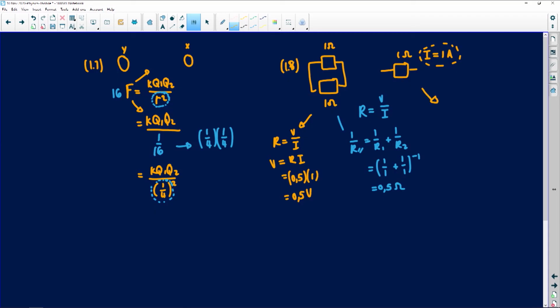I'm going to do exactly the same thing. R is equal to V over I. This is the famous formula. I'm going to say V because they are looking for the V over I. My resistance is 1. The current that will pass through there is also 1. 1 times 1 will give me 1 volt.